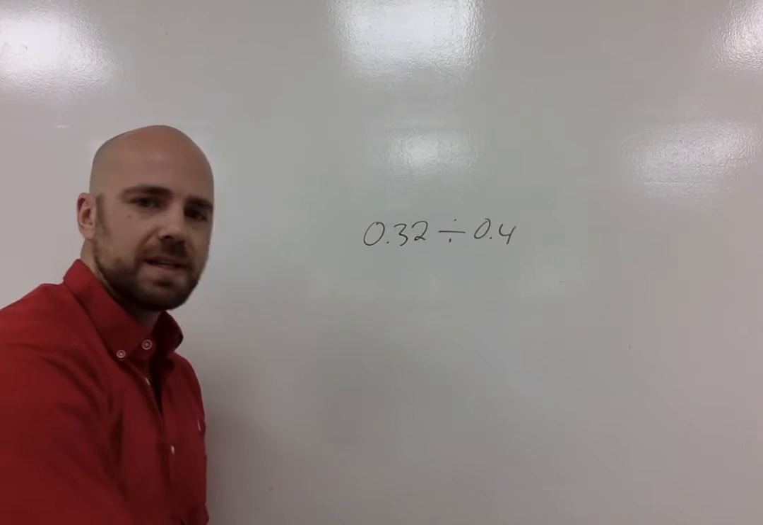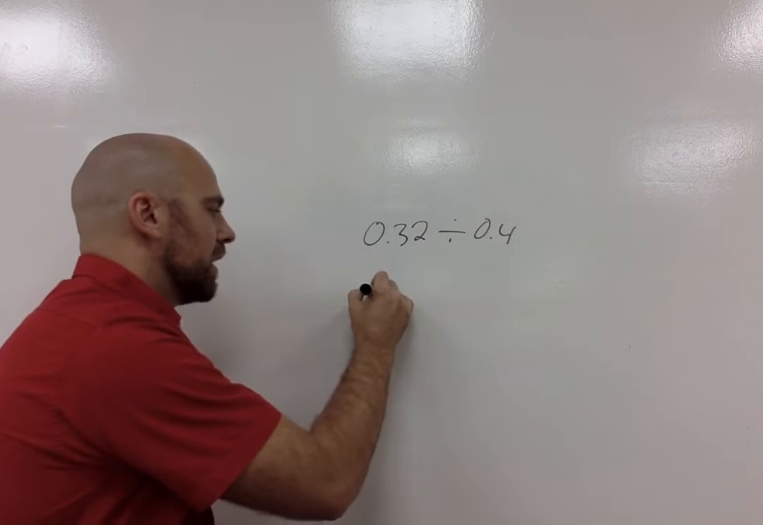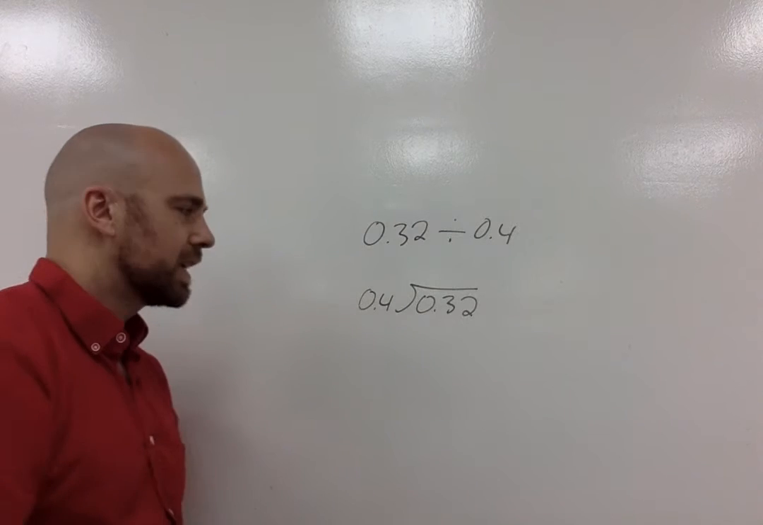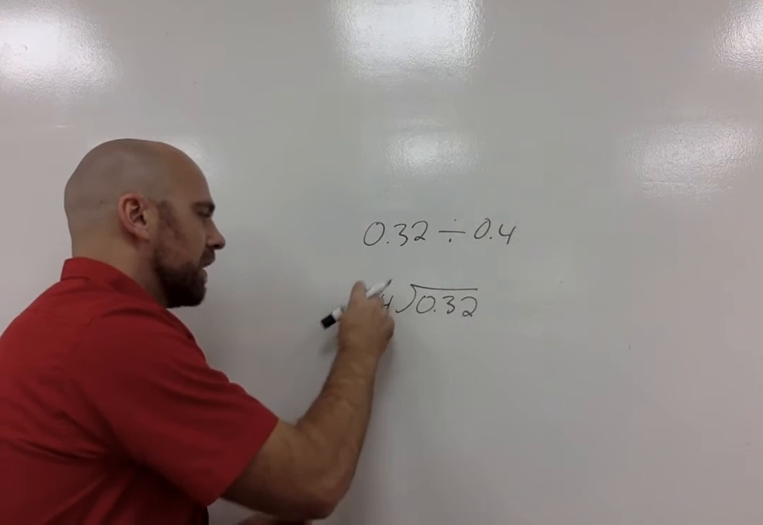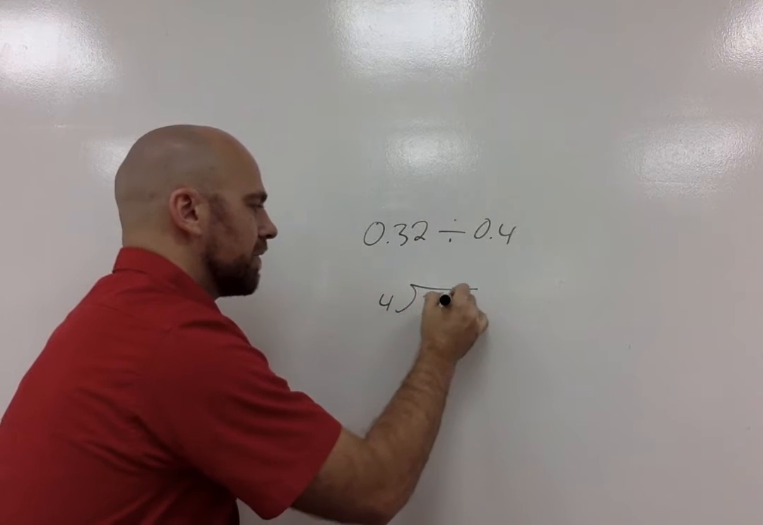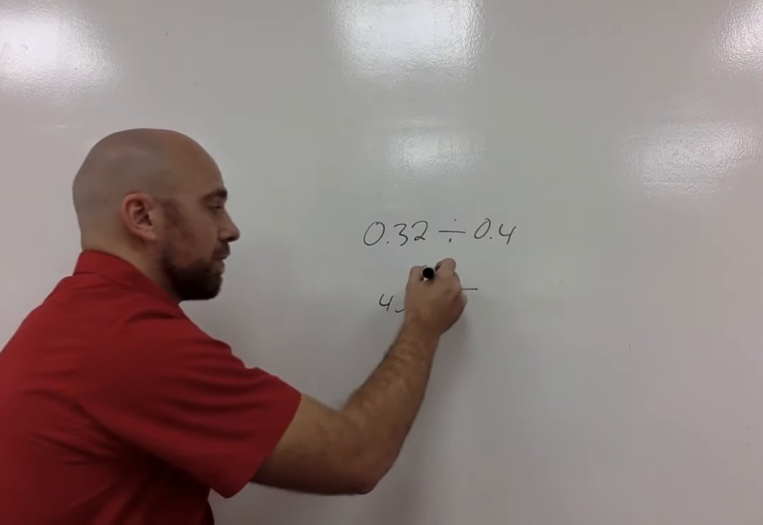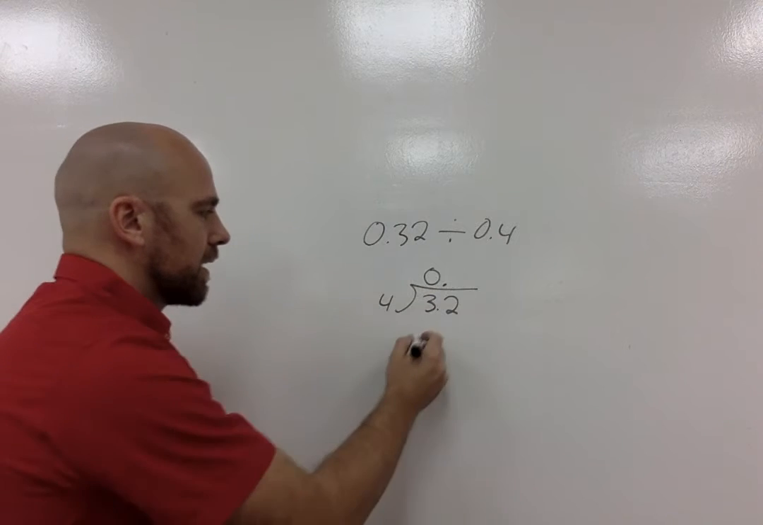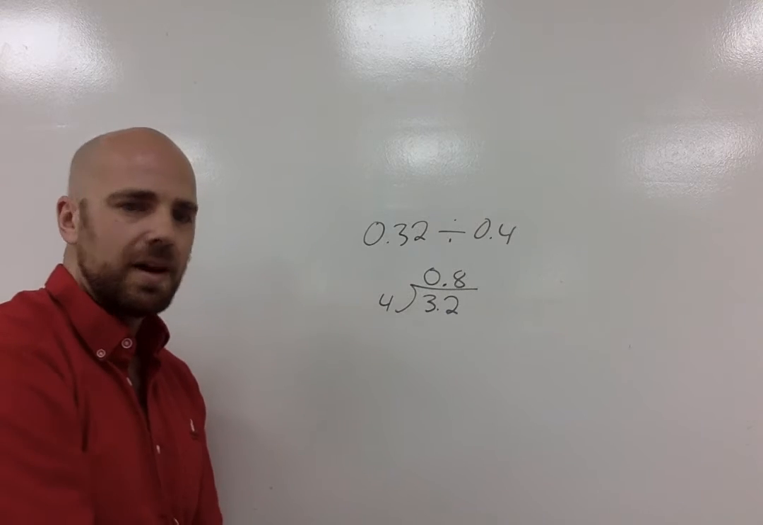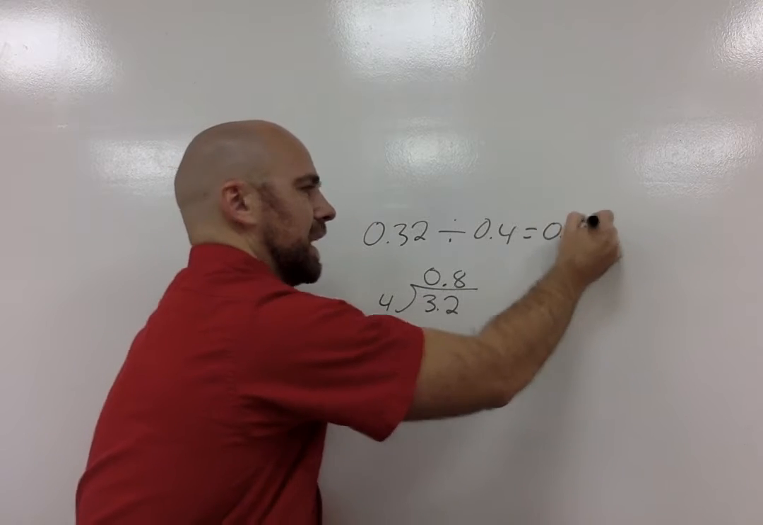Okay. If I was to put these into my long division, I would have 0.4 going into 0.32. Now I want to try to get rid of these decimals. So if I'm moving this over 1, then I'm going to move this over 1. So now instead of 0.32, I'm going to have 3.2. All right. How many times can 4 go into 30? I put my decimal there. Okay, I still have 32. It can go in 8 times. Okay, so 0.8. How many times can 0.4 go into 0.32? My answer would be 0.8 times.